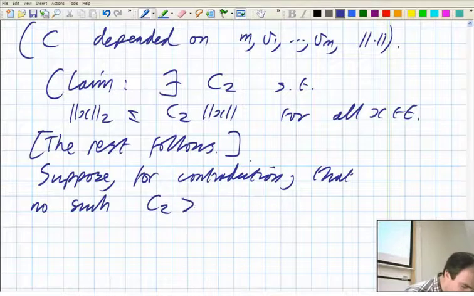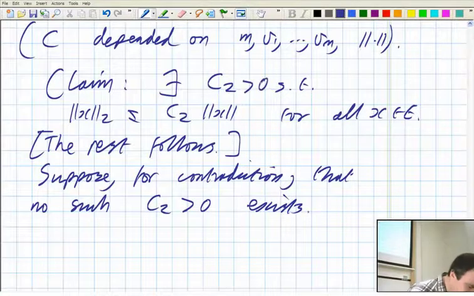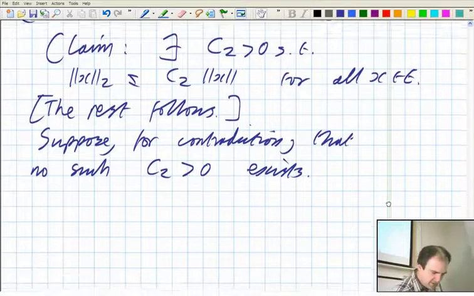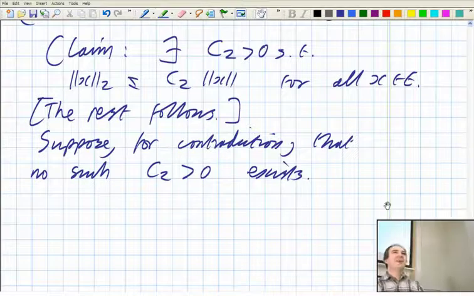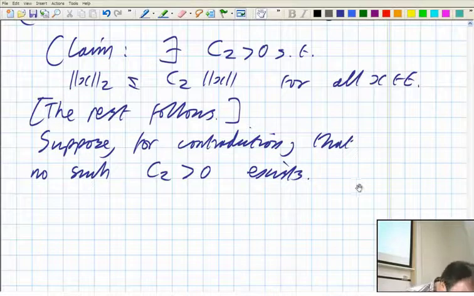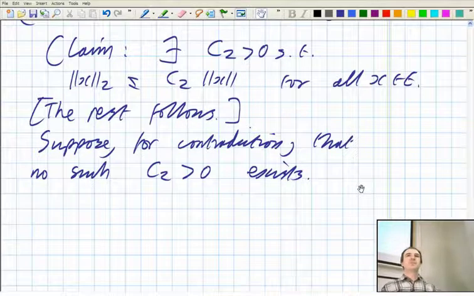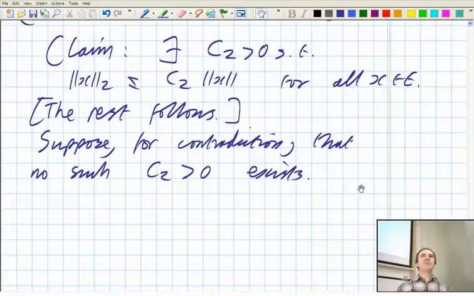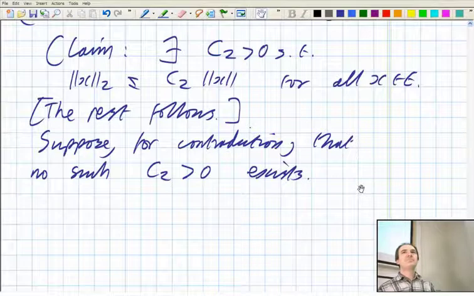And of course it's greater than 0. I'll put a greater than 0 in here. Suppose there's no such positive real constant, and we do not allow infinity. Then, as usual, what did we do last time? We're going to do something with a sequence. So what do we have to do? Just like in last lecture. If there's no such constant C2, what can we do?